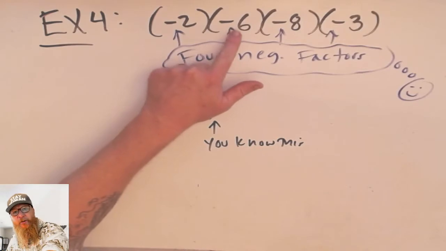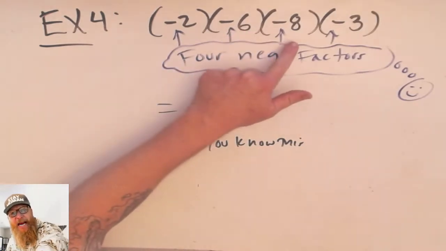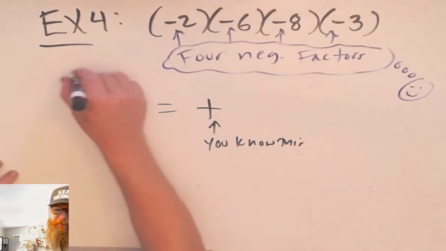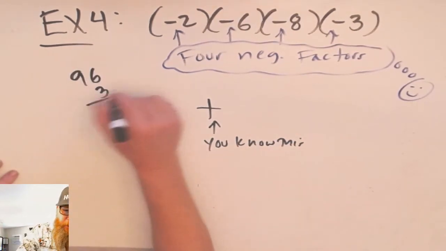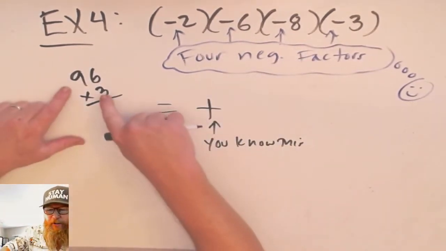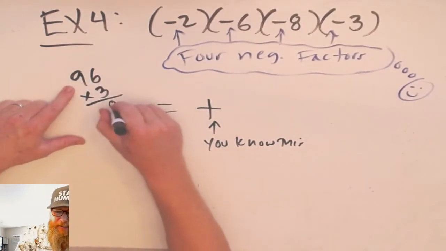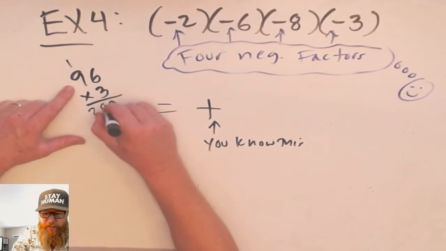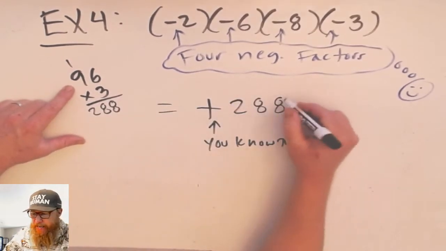2 times 6 is 12. 12 times 8 is 96. 96 times 3 is too big for the average brain. So the last one, I'll do it all out. 3 times 6 is 18. Carry the 1. 3 times 9 is 27. Plus 1 is 28. 288.